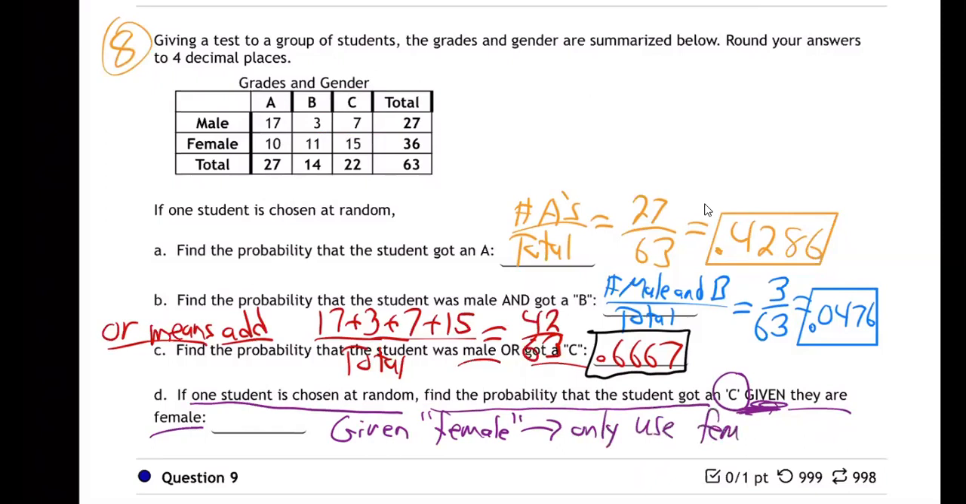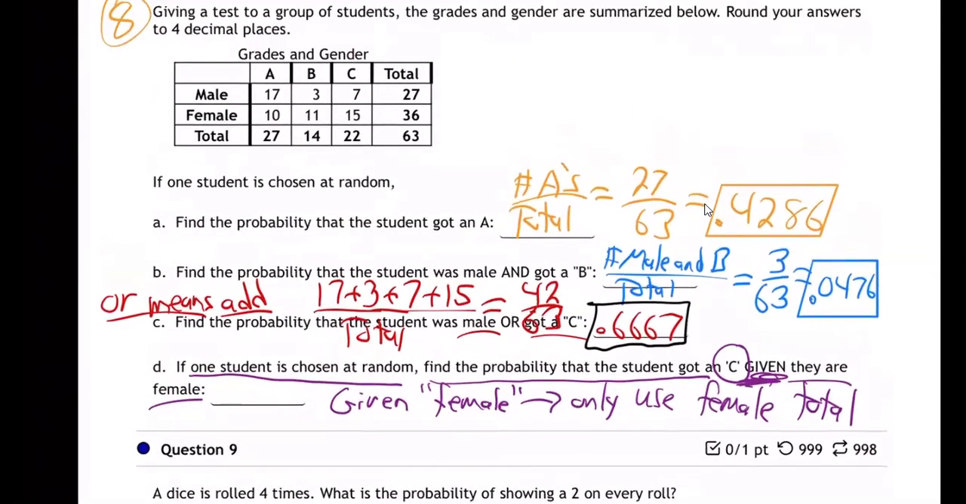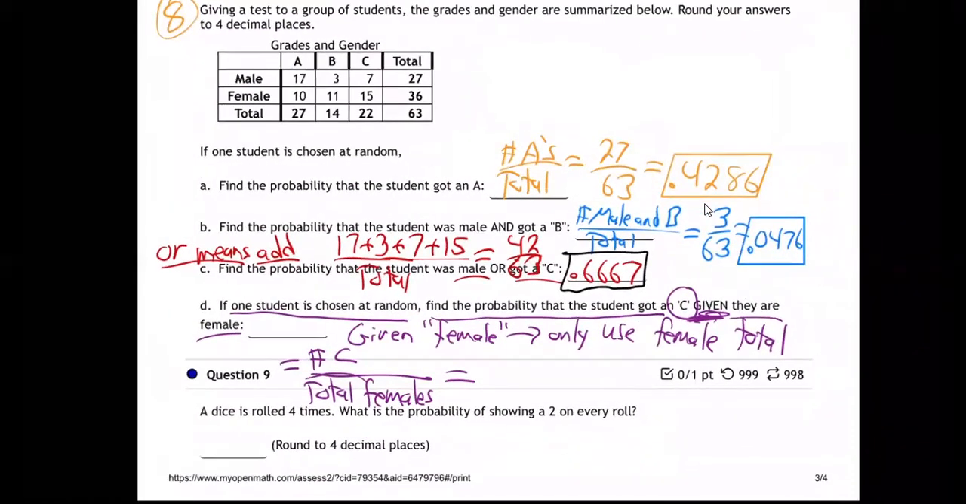You only use the female total. So the answer to this question is going to be the number who got C's over the total females. You don't use the whole total. You only use the female total. So how many total females are there? 36. We're only looking at this row.